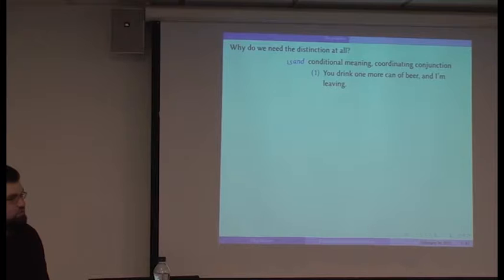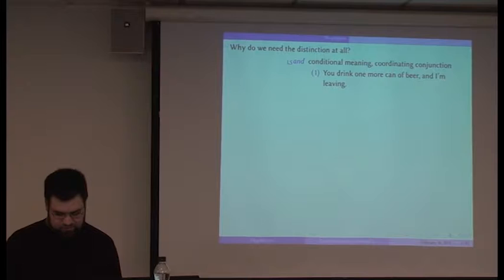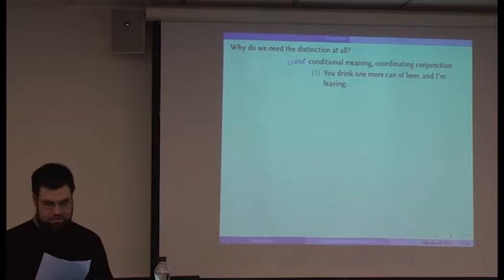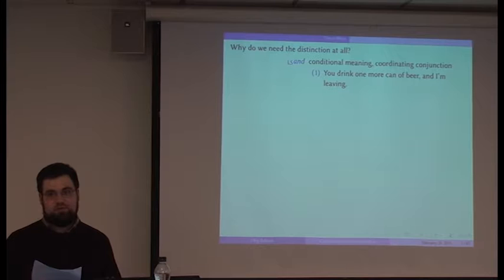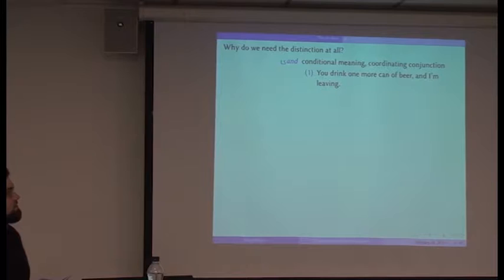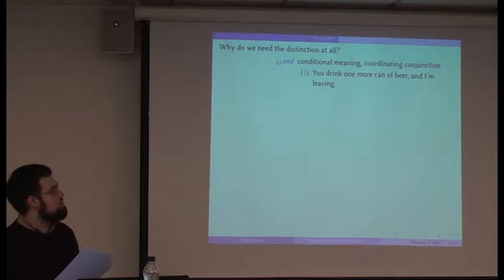The first construction is the so-called left-subordinating and, known from the works by Culicover and Jackendoff. One example of this construction is: you drink one more can of beer and I'm leaving. It uses the coordinating conjunction and, but with a conditional meaning. So in this sense, it can be analyzed as equivalent to a subordinating construction with the subordinator if: if you drink one more can of beer, I'm leaving. So in this sense, the conjunction is not symmetrical. One of the clauses is clearly dependent on the other in the sense of being its condition.